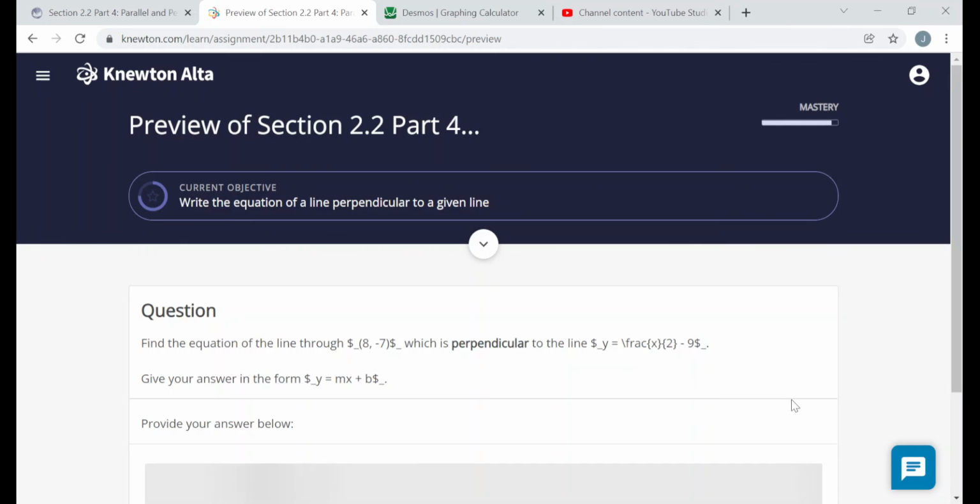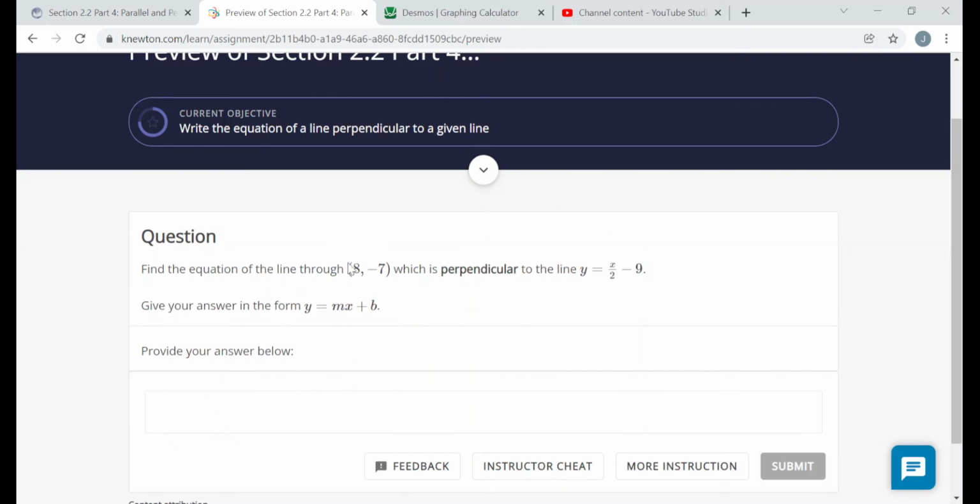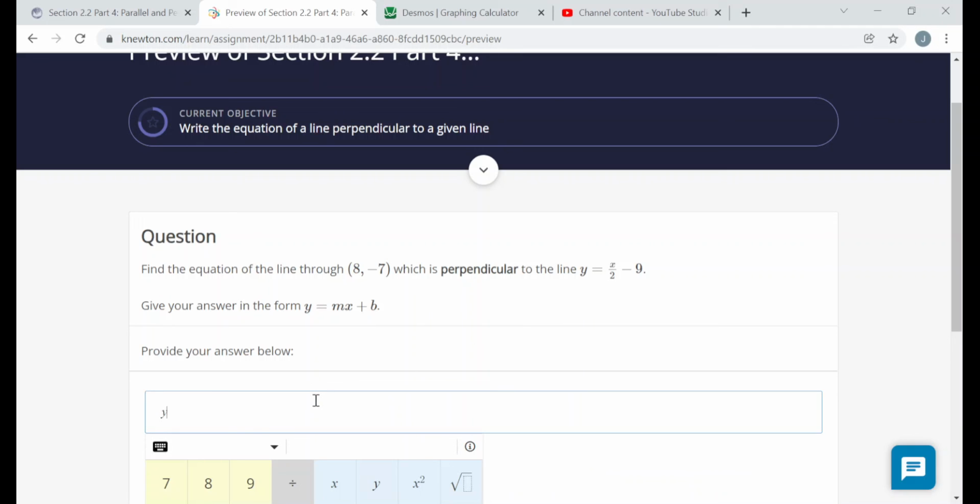All right, and then the final question, unless I get it wrong. Right, remember, if you get things wrong, the progress bar backs up and you have to do more. Same thing, it passes through this point and it's perpendicular to this line. Now this line, again, this is already in slope-intercept form, so I know the slope right away. It's positive 1/2. So the slope of our line would be -2. So I know that my equation starts off y equals -2x plus something.